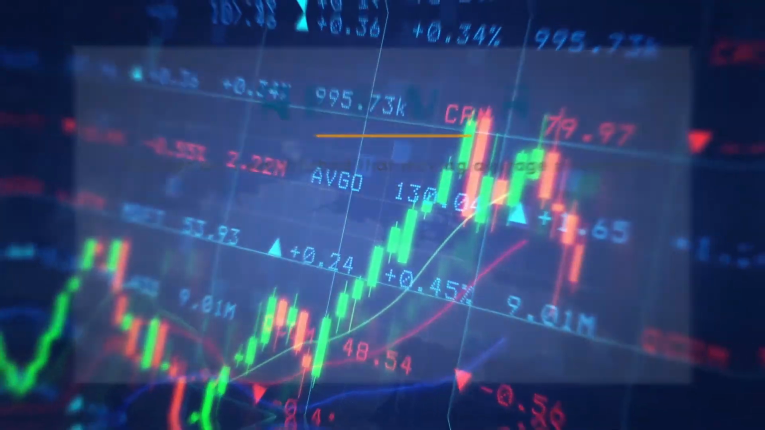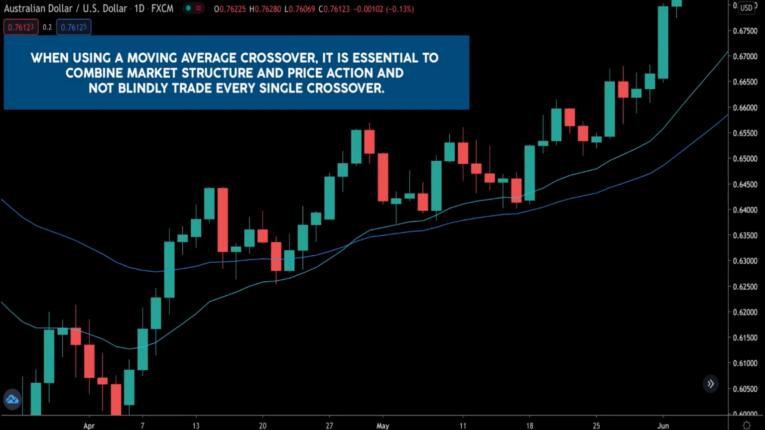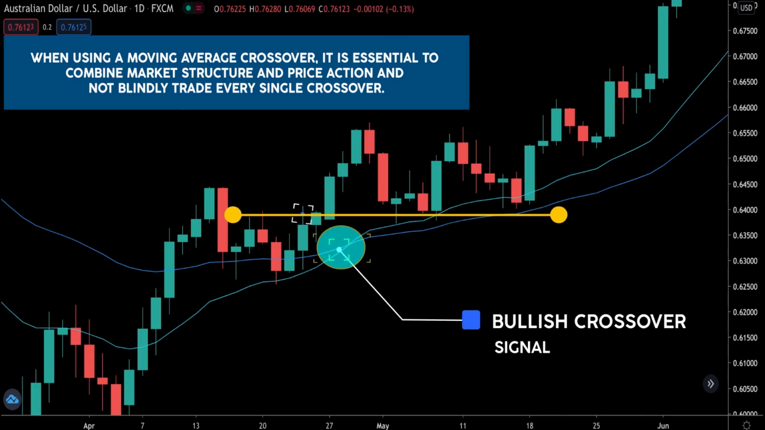So keep watching. When using a moving average crossover, it is essential to combine market structure and price action and not blindly trade every single crossover. This point is very important and I will repeat it again. Do not blindly trade every single crossover. You first spot the crossover, then evaluate the market structure and look for your entries.